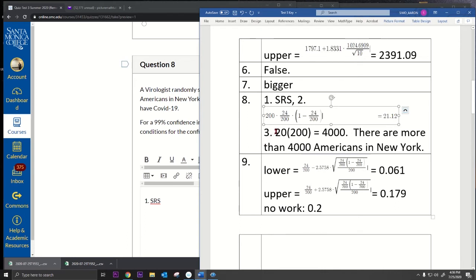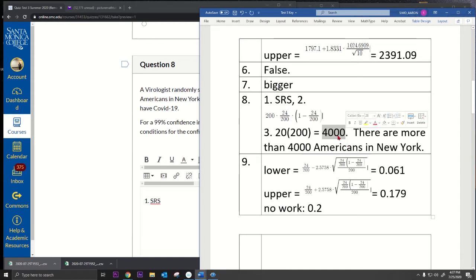And then lastly, you have to check independence. So you check 20 times 200. Why do I put 200 there? Because that's n, the sample size, lowercase n. So 20 times the sample size is 4,000. Now there needs to be more than 4,000 Americans in New York. Are there more than 4,000 New Yorkers? Yes, there are.